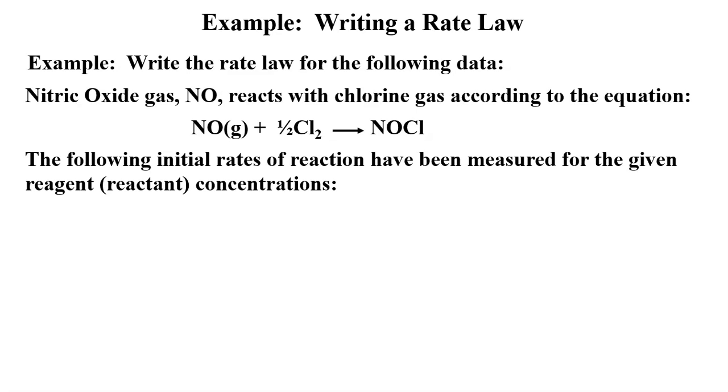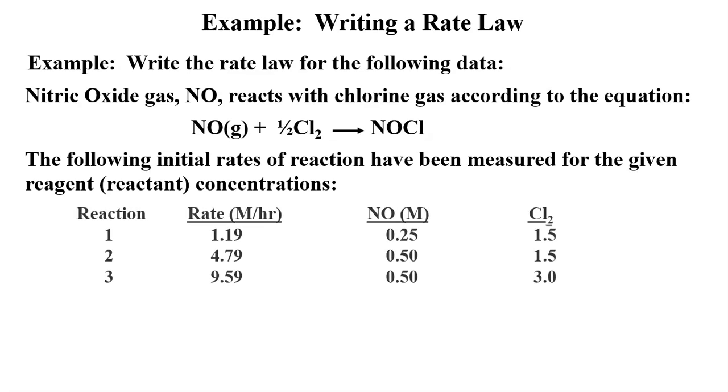The following initial rates of reaction have been measured for the given reagent reactant concentrations. Another side note, the word reagent is sometimes used in place of the word reactant. They mean exactly the same thing. Okay, so this is determined experimentally. Remember we said that the coefficients in a rate law have to be determined experimentally. And so here's some experimental data. So let's look at what it's telling us.